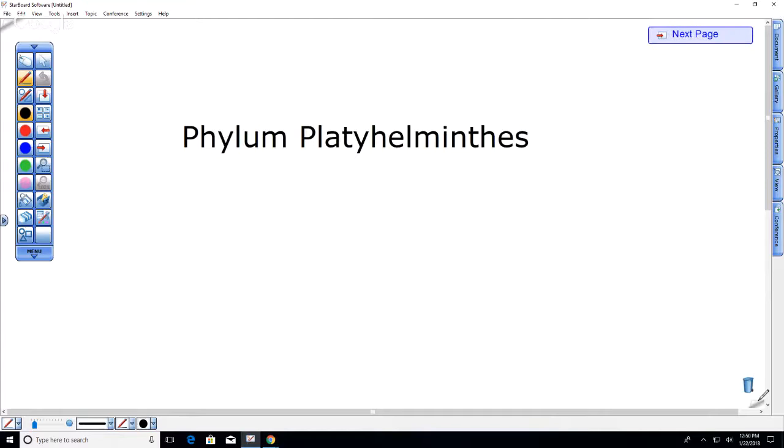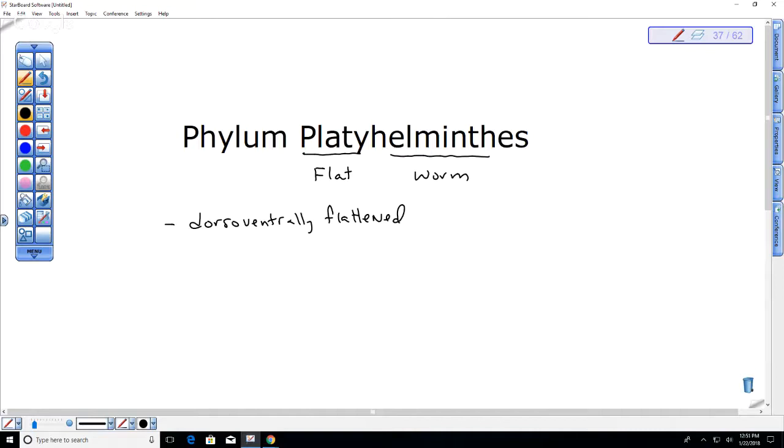Okay, so we are moving on to a new phylum. We've talked about the phylum Porifera, the phylum Cnidaria, and now we're going to talk about phylum Platyhelminthes. Platy means flat, and helminth means worm. So the characteristic of these organisms is that they are dorso-ventrally flattened. Dorso is back and ventral is my belly. So I'm not flattened this way. I would actually be flattened back to front, right? Or back to belly, dorso-ventrally flattened.